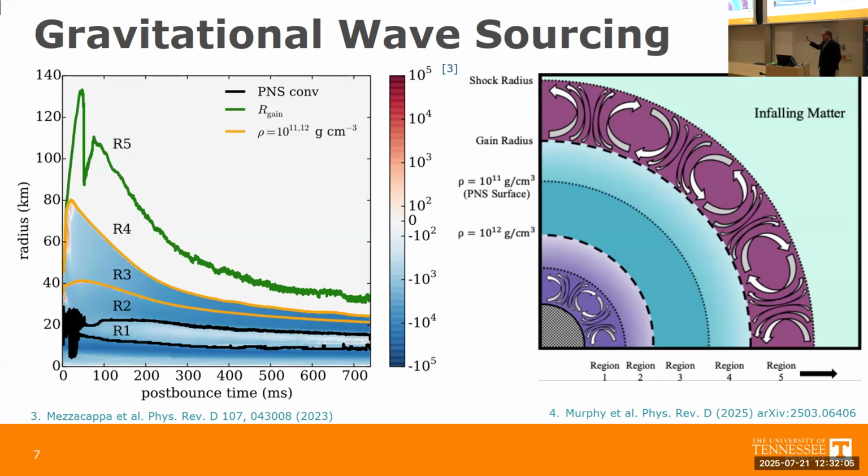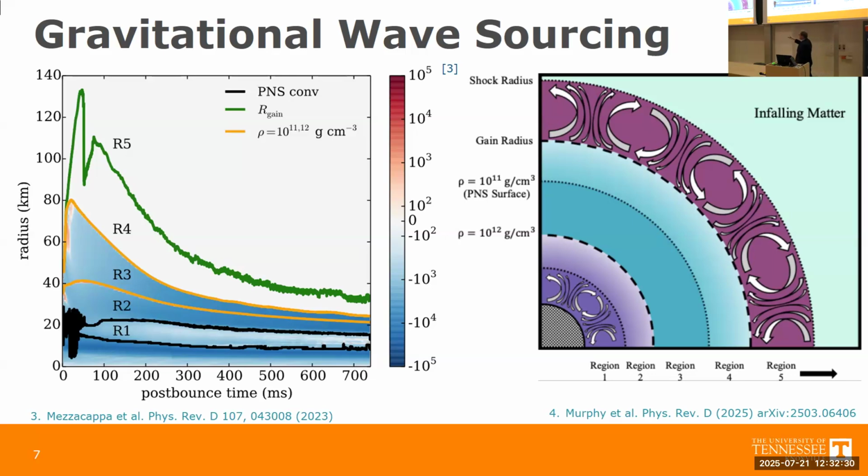So on the right is kind of a pictorial diagram of that. On the left, it's actually showing how these region definitions change with time. And on the color axis, that's the Brunt-Väisälä frequency. So where it's white and red, that's where you're unstable to Ledoux convection, or convection in general. And where you're blue is where you're stable to convection.